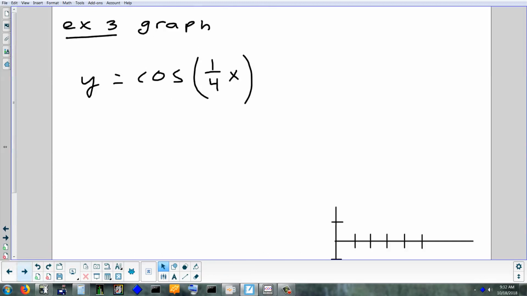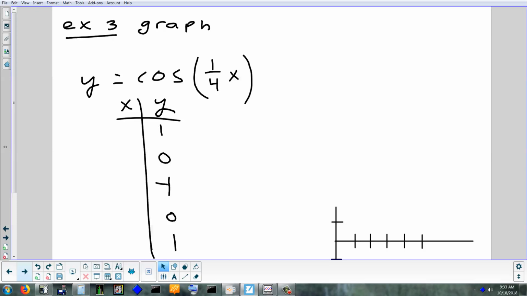Okay, let's try this one. Cosine of 1/4 x. Now, we already found the period of this. I'm going to go back in the notes in a minute, but we already did this problem. We just didn't graph it. So it's a period change, so our y's are going to stay the same. Make sure you copy the y's from the cosine table, not the sine table.